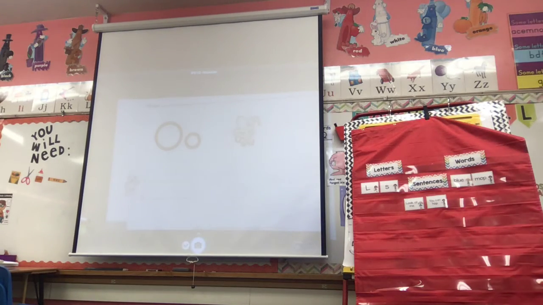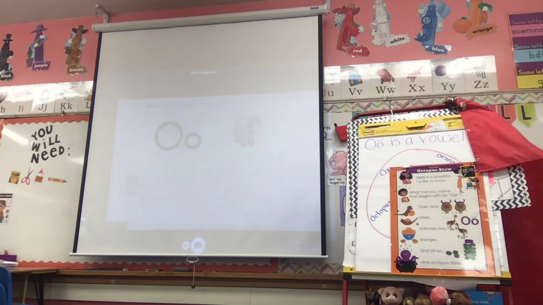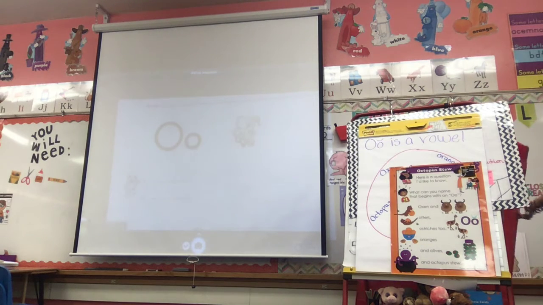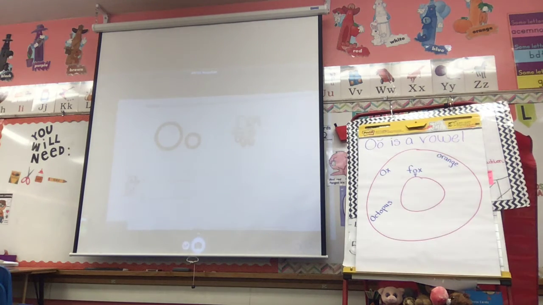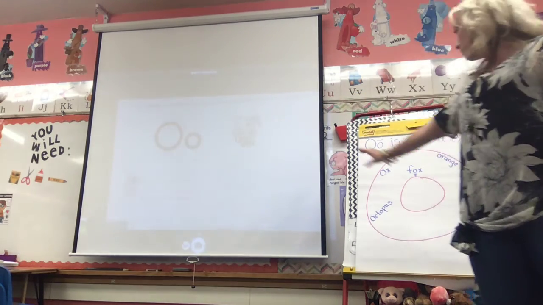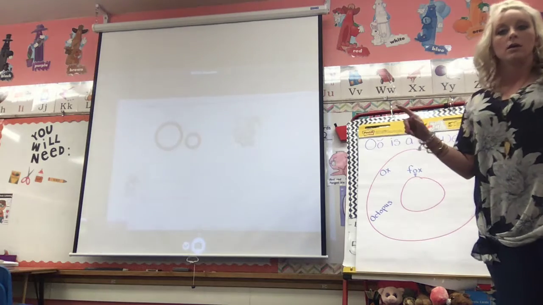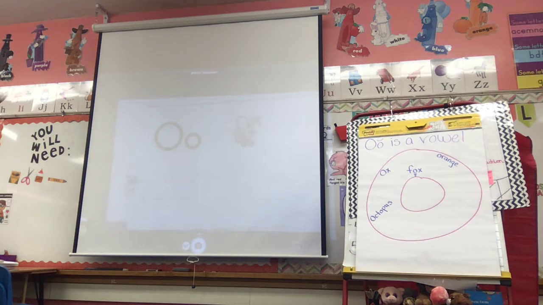Over the week, we've been talking about our letter O. Notice how I said letter. We have it up here on the board that we're going to do in a minute with Miss Elmore. We also have it over here, and it says that O is a vowel. Remember, that means it can have two sounds. It can sound short, and it can sound long.